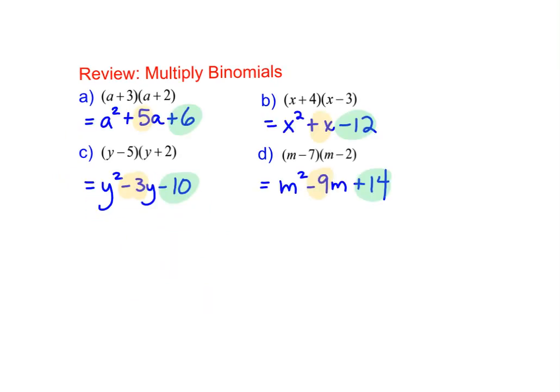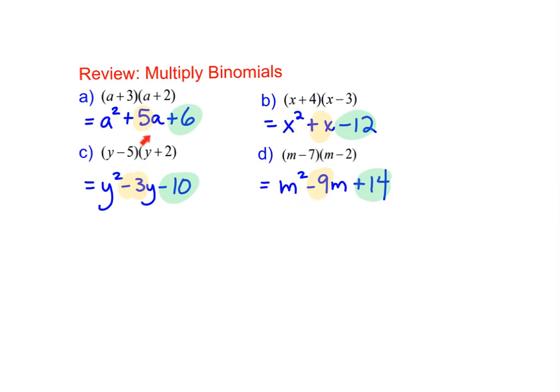Now here are the answers to the other three, and I want to pay particular attention to these values that you see highlighted here. So we see the values in yellow, and I just want to think about where these numbers come from. So this 5, if we look at the binomials before, we had a plus 3 and a plus 2. So the numbers were 3 and 2, and we ended up with 5. When the numbers were negative 5 and 2, we ended up with negative 3. When the numbers were 4 and negative 3, we ended up with just positive 1. And when the numbers were negative 7 and negative 2, the number was negative 9.